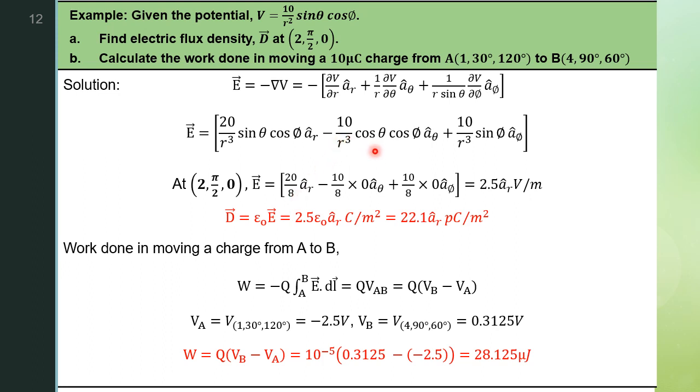When you substitute here, cos pi by 2 is 0, so this term reduces to 0. And in the last term, sine 0 is 0, so this also reduces to 0. So the electric field intensity is 2.5 aR cap, and the unit of electric field intensity is volt per meter. Now, the electric flux density is epsilon into E. When you substitute here, it is 2.5 epsilon naught aR cap coulomb per meter square.